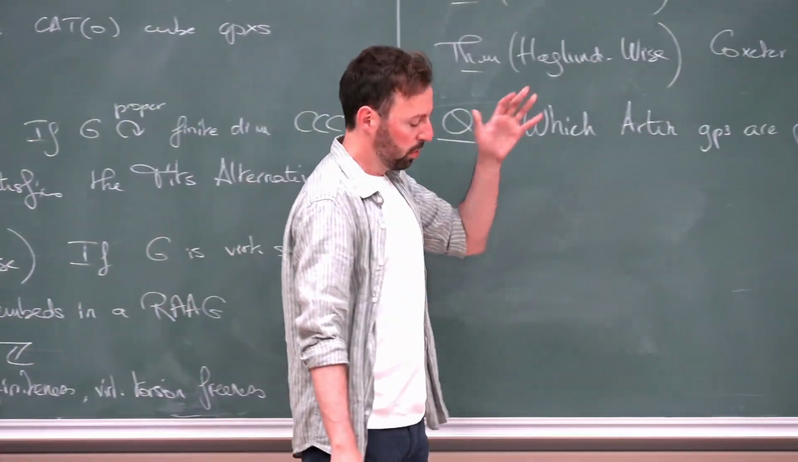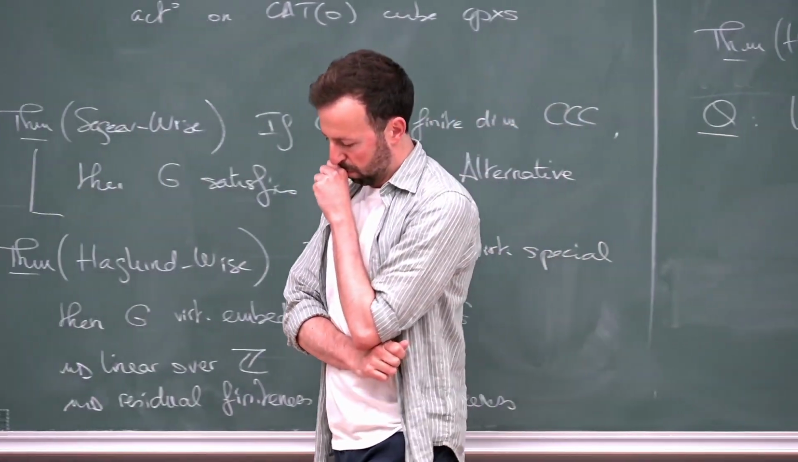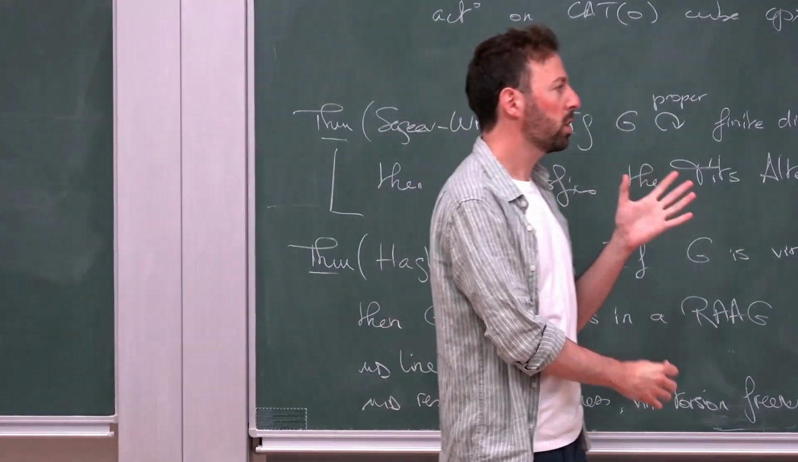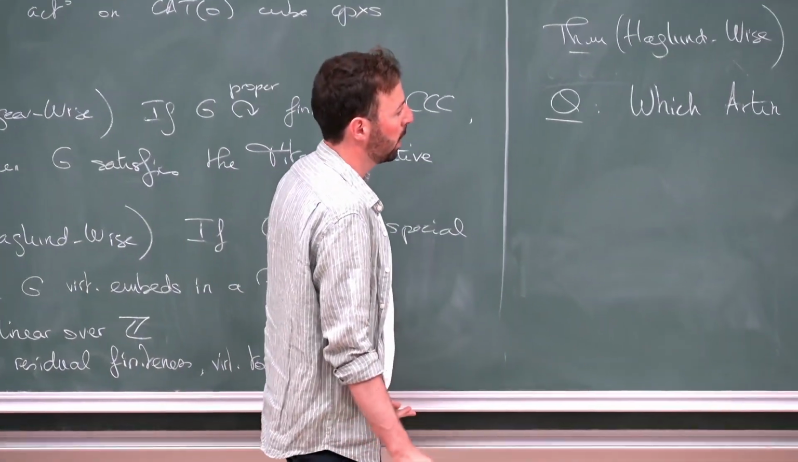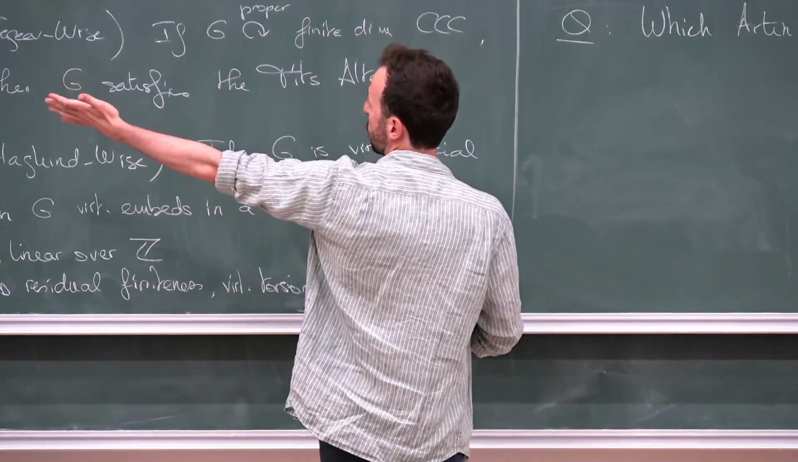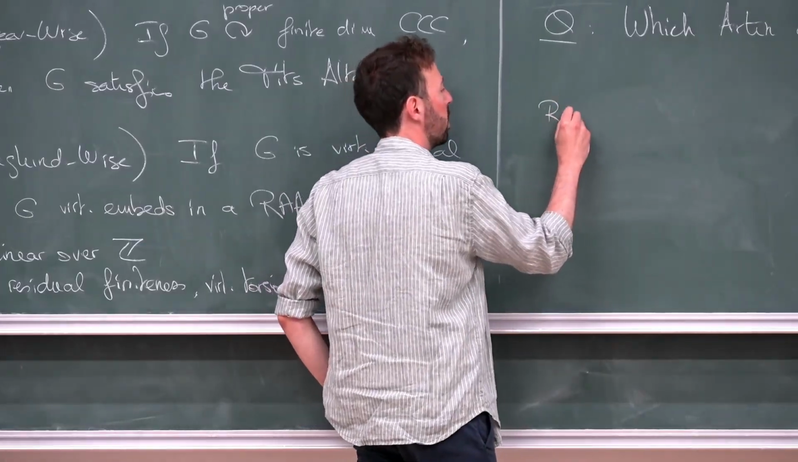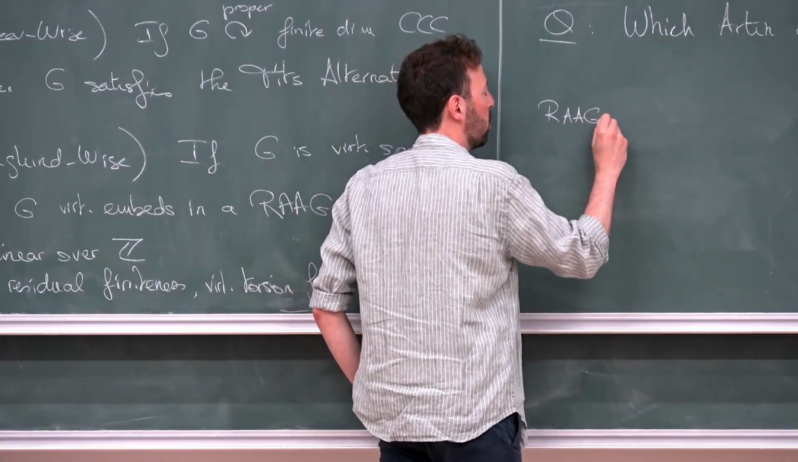So what was known about cubulations of Artin groups? There were some results, but not many. For instance, since I mentioned RAAGs as an example, we know that RAAGs are even co-compactly cubulated.